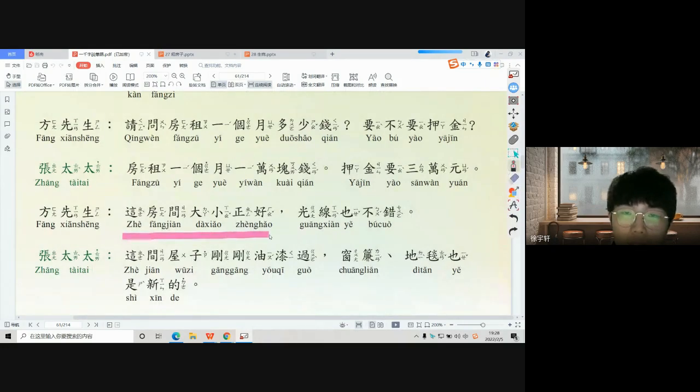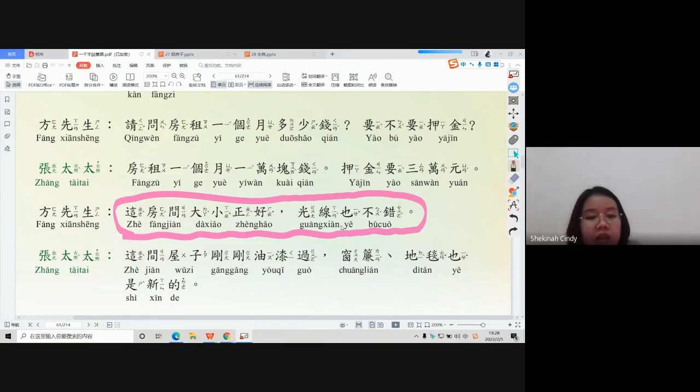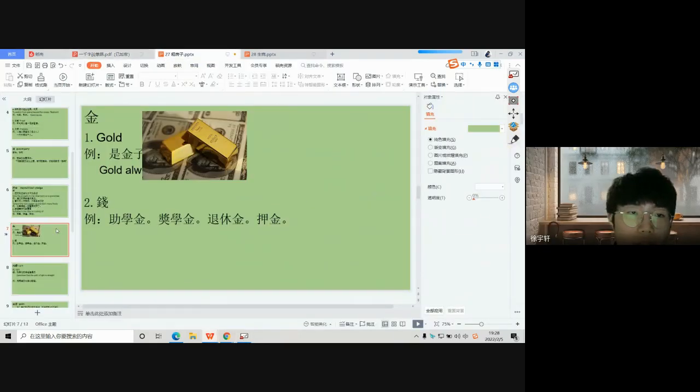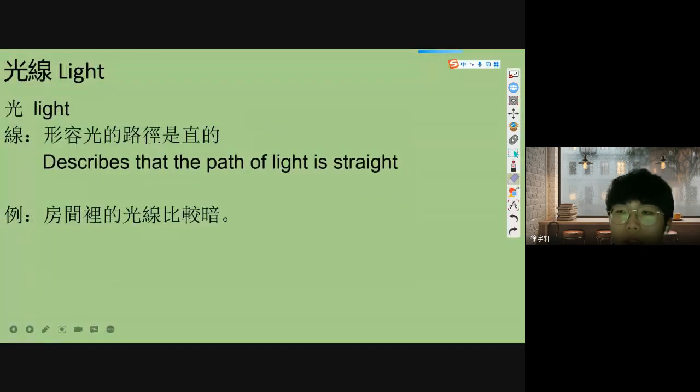这房间大小正好，光线也不错。Do you have some questions about this sentence? Yes. 光线是什么意思，老师？ Okay. Do you know what's the meaning of 光? Light, yes, light. So here we know 光 is light, and 线 here it doesn't have its meaning. It's just to describe that the path of light is straight.